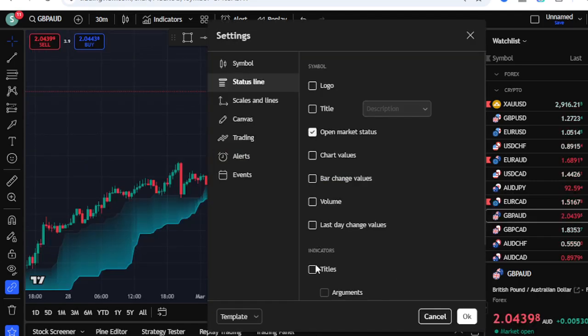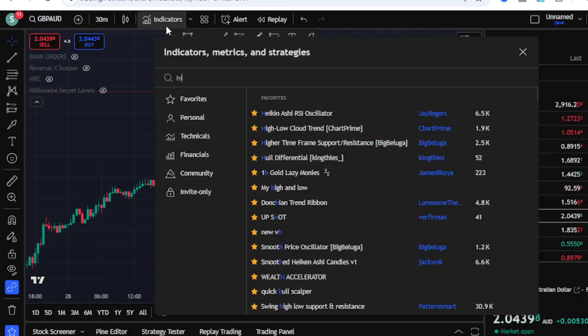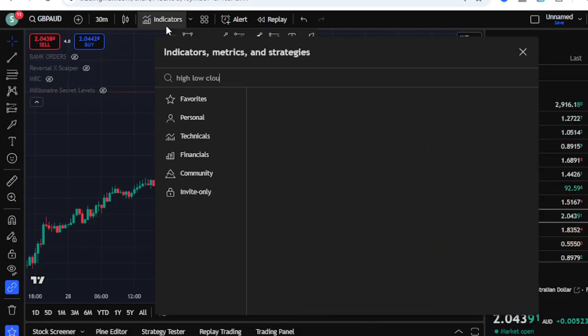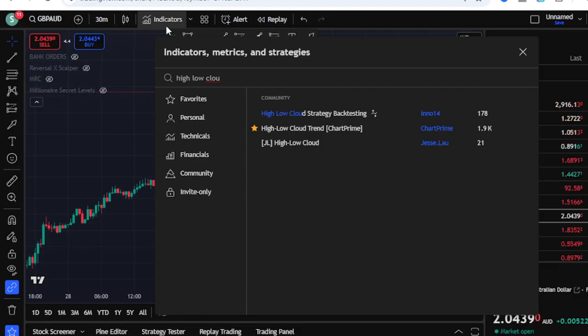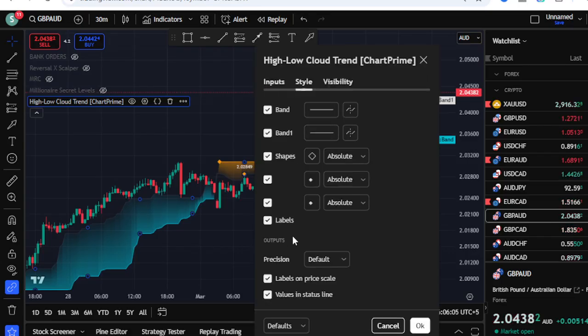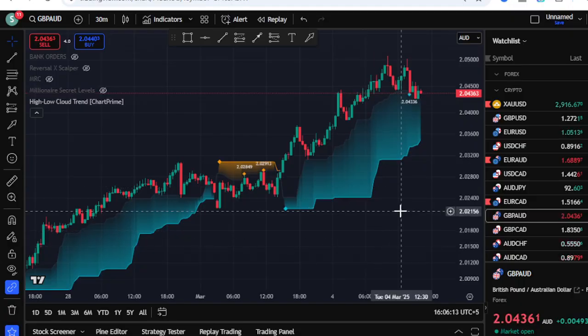Okay, now let's talk about how we can apply this indicator. Here we will go to the indicator section. Here you need to write high low, and then write high low cloud. When you write high low cloud, this indicator will come, called High Low Cloud Trend by ChartPrime. You can see the numbers are very huge on that indicator, so basically this is very famous among traders. Here, just go into the style section and uncheck the labels, and please do not disturb the look back period of 35. This is completely fine if you're using the higher time frames.